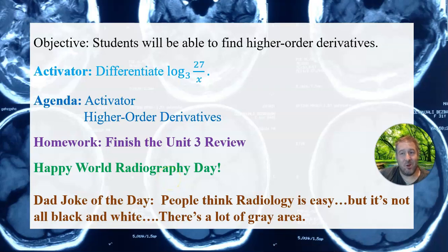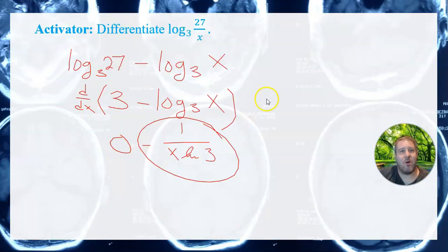Mr. P.S. Calculus, Unit 3, Day 9, and we're going to be finding higher order derivatives. To be honest, this is kind of an easy one because it's really just finding derivatives of derivatives, or derivatives of derivatives of derivatives. It could be multiple times. That's what higher order means.